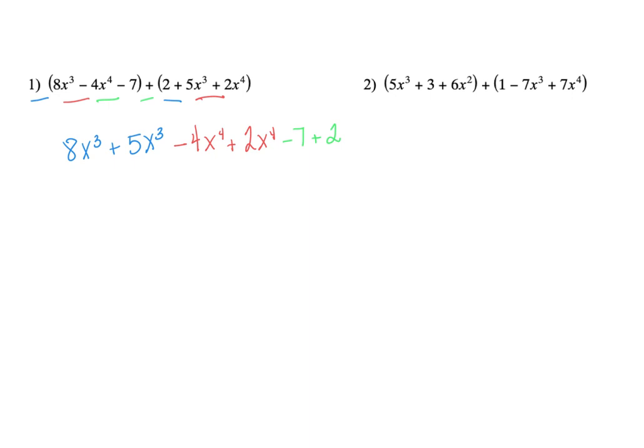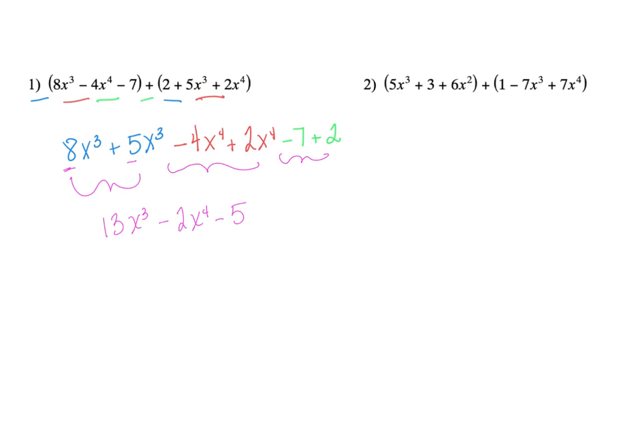Once I've combined those, all I have to do is add the coefficients. So I have 8 and 5. That's going to be 13x cubed. I have negative 4 and positive 2, negative 2x to the fourth, and I have negative 7 and positive 2.